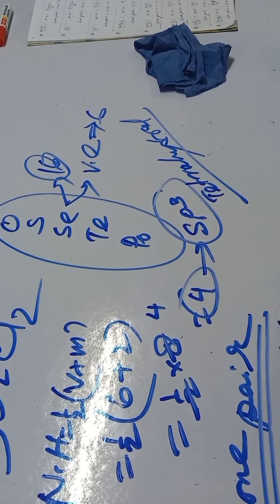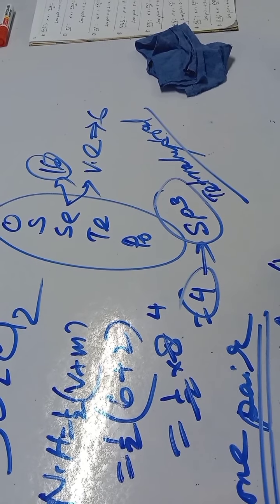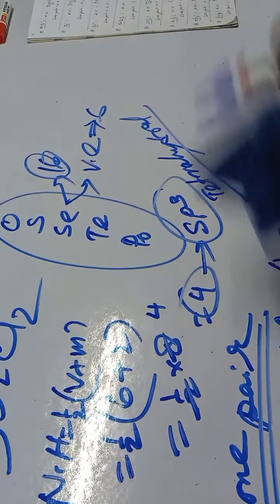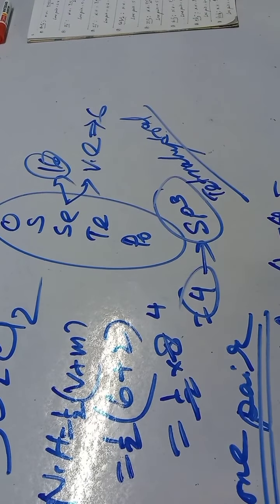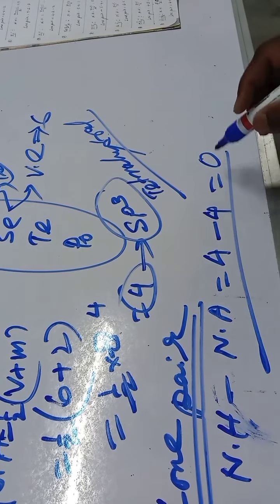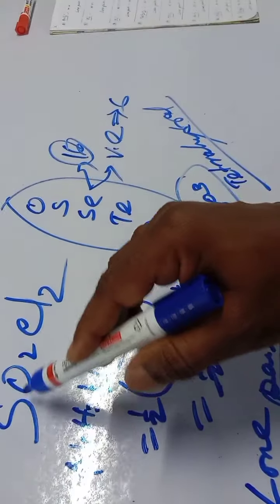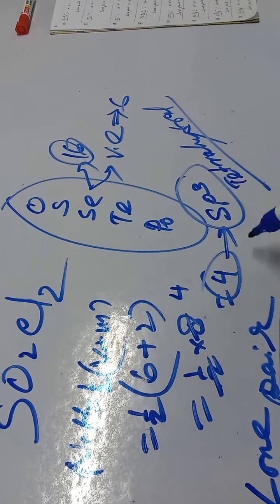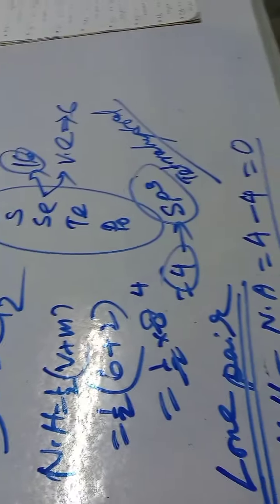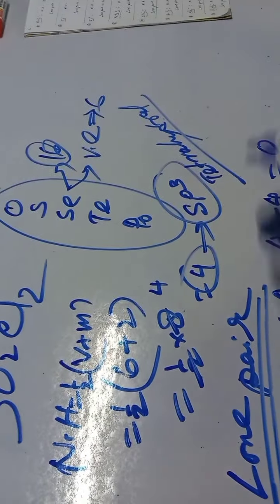The number of lone pair, NH minus Na, equal to 4 minus number of chlorine 2, number of oxygen 2, that is 4. 4 minus 4 equal to 0. So for this particle, SO2Cl2, hybridization is sp3, that is tetrahedral, and the number of lone pairs is 0. Okay.